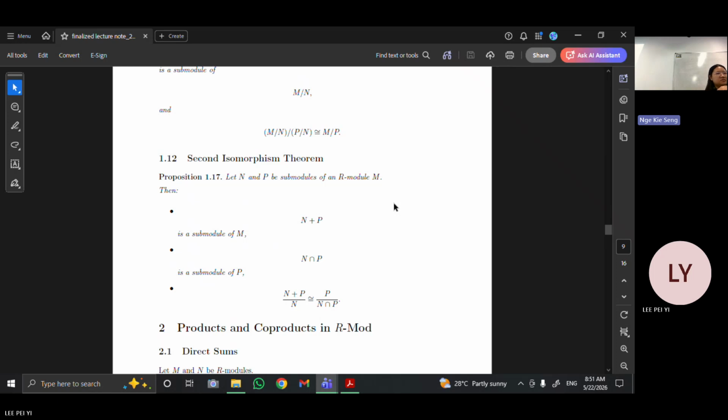If it's something that you keep mentioning, saying "above" is okay. But if it's a new thing, like here, (N + P)/N is isomorphic to P/(N ∩ P), you should think about this before. I didn't tell you. You understand or not?